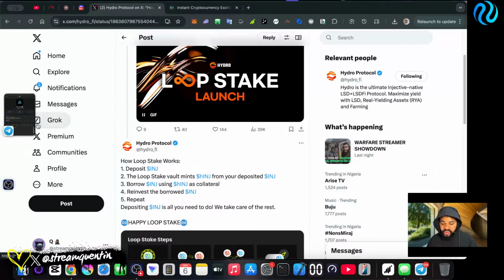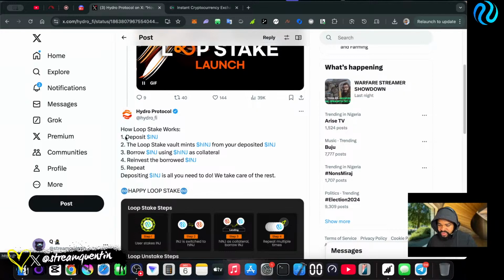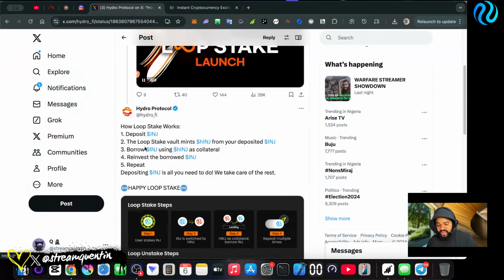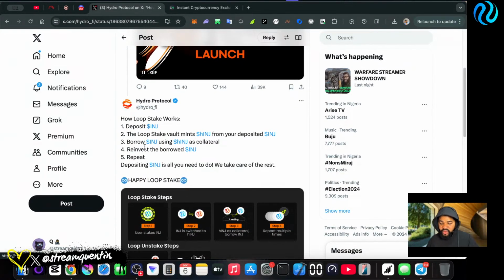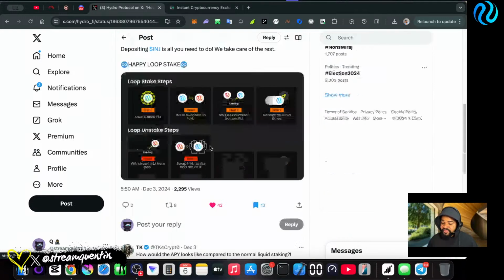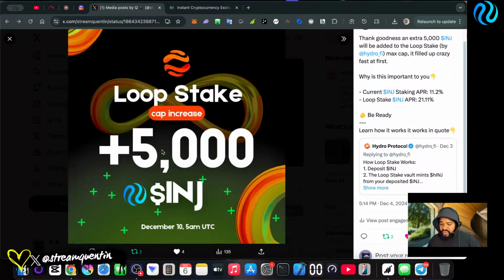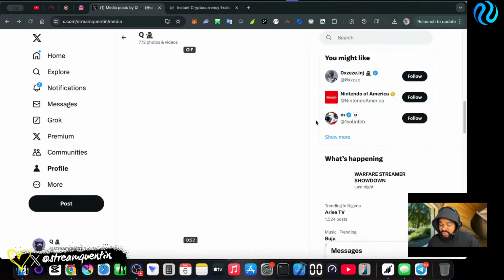So yeah, as I was saying, this is everything I was talking about. This is how it's done. You can deposit INJ in here, stake it, borrow INJ with HINJ, they'll do the magic and everything, it just repeats, and everything is going to be set in there. Quite easy, efficient, and eloquent, if you ask me. And this is what I was talking about, 5,000 INJ to be added. Going over these, it's just pretty amazing.